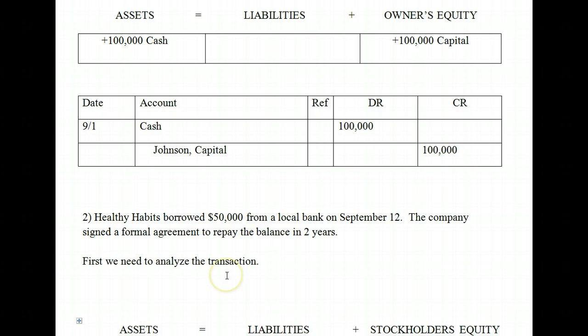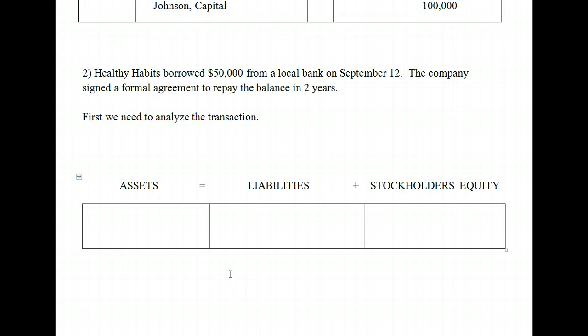All right, let's look at another transaction. Healthy Habits borrowed $50,000 from a local bank on September 12th. The company signed a formal agreement to repay the balance in 2 years. So let's first analyze this transaction. What's happening here? Well, we're borrowing $50,000.